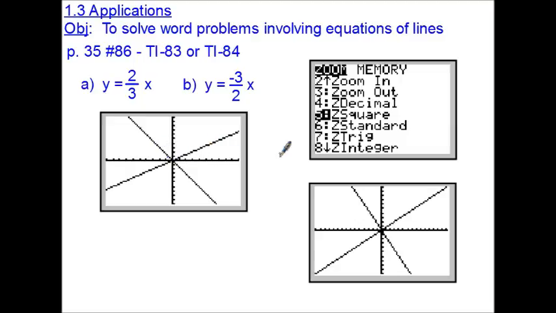So if you just go into the zoom menu and go to the ZSquare option, it changes it from the 10, 10, 10, 10 that it normally has to something around -16 to +16 and maintains the 10 and 10. What really is important is, as you graph it here, you can look at these guys and they look a heck of a lot more perpendicular now. That's really what that question is asking you to do.